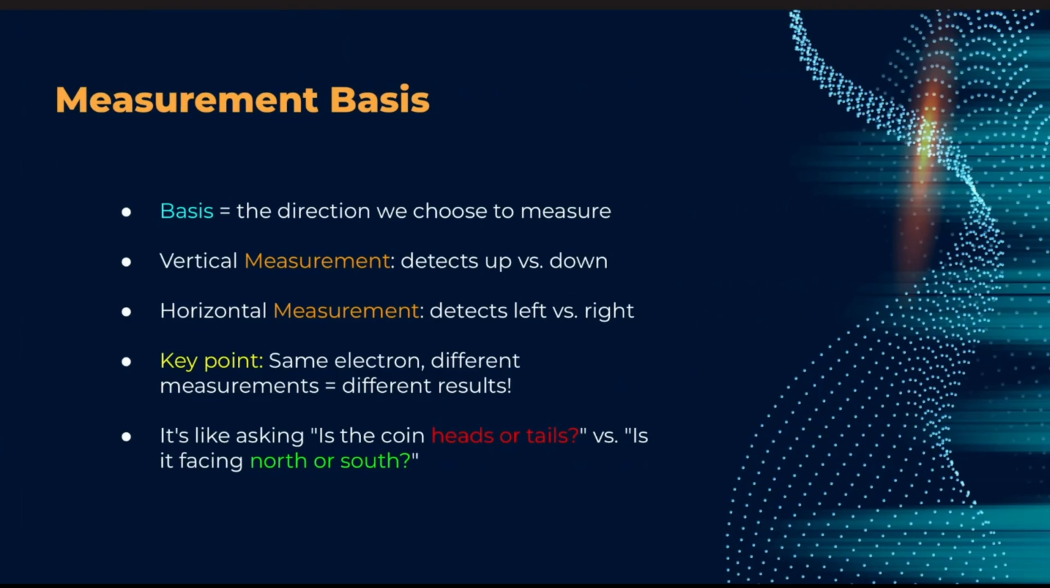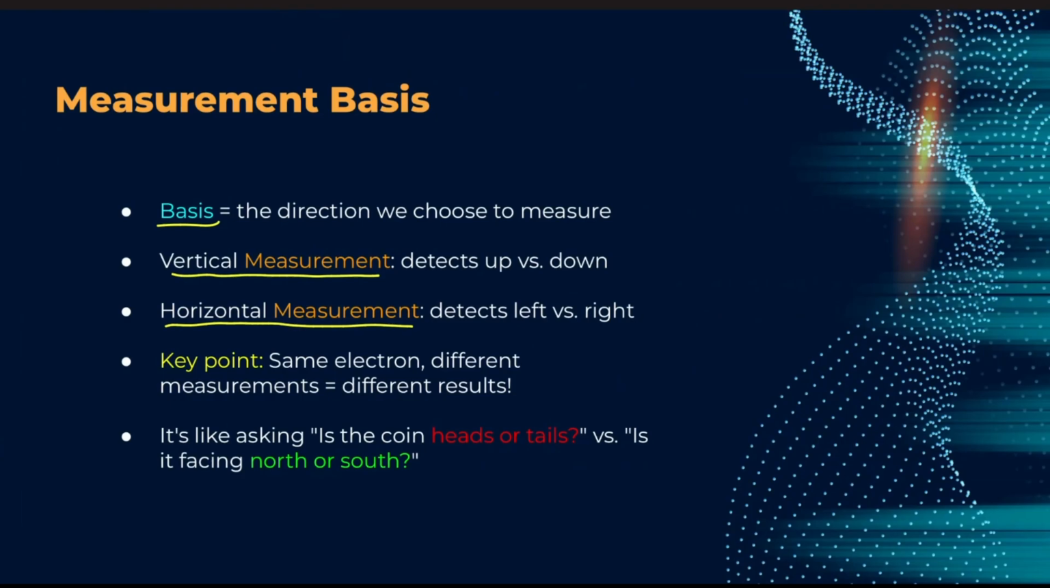All right, let's move on to measurement basis. Now, measurement basis is how we are going to be able to understand the measurement of these electrons. So right here we have basis, and that is the direction that we choose to measure the electron, whether it be up, down, left, or right. And then we also have vertical measurement and horizontal measurement. These two measurements detect whether the electron is up or down and also left or right.